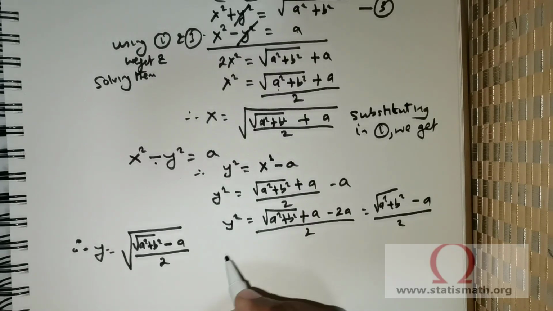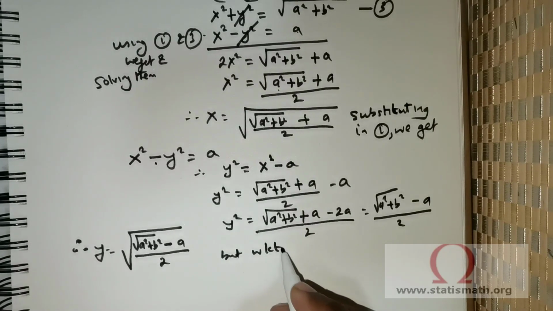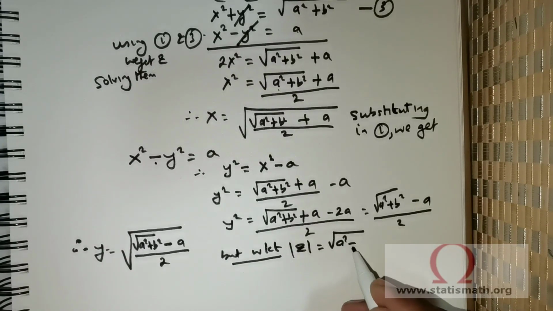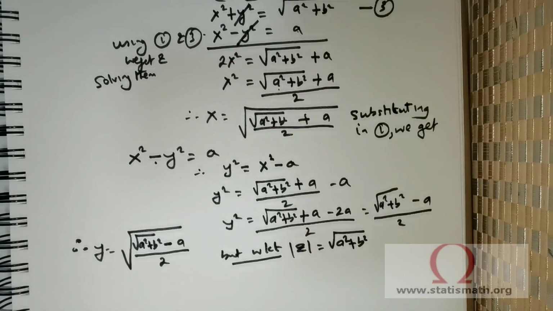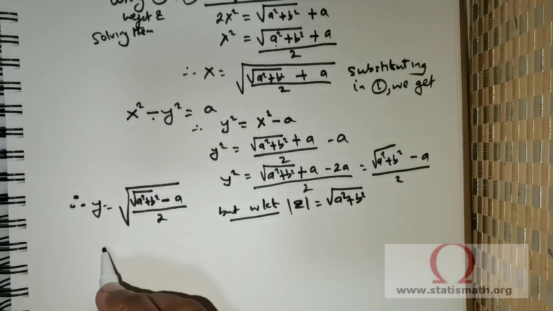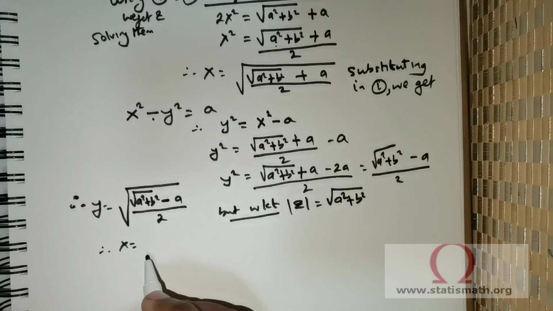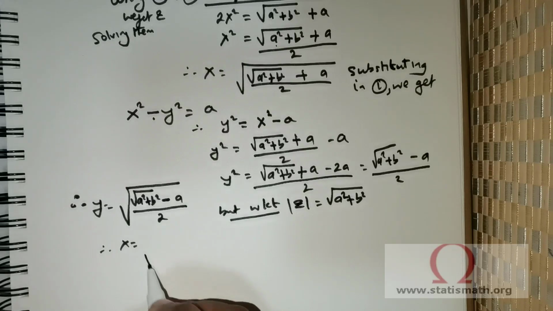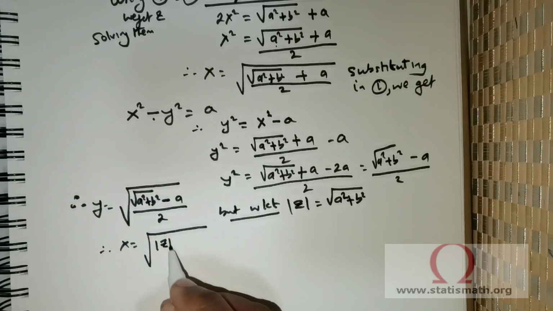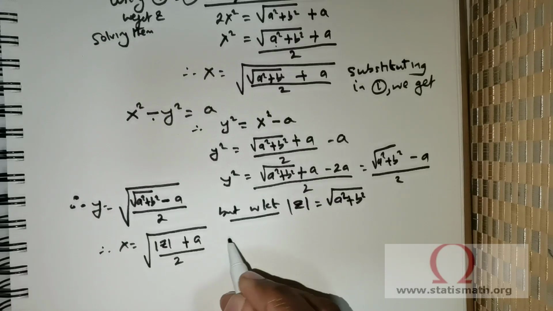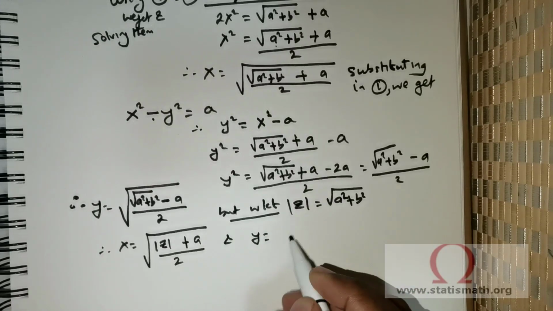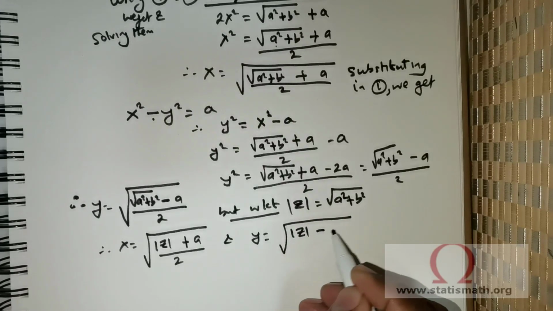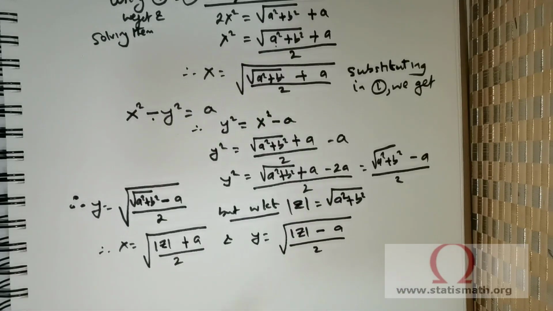But we know, WKT stands for we know, modulus of z is equal to root of a squared plus b squared. I've just showed you during the problem. So therefore x is going to be, I'm going to substitute modulus of z. So it's going to be root of modulus of z plus a divided by 2, and y is going to be root of modulus of z minus a divided by 2. So we got x and we got y.